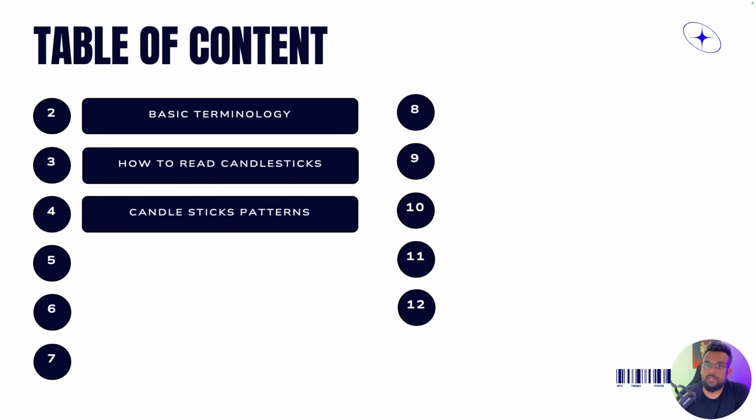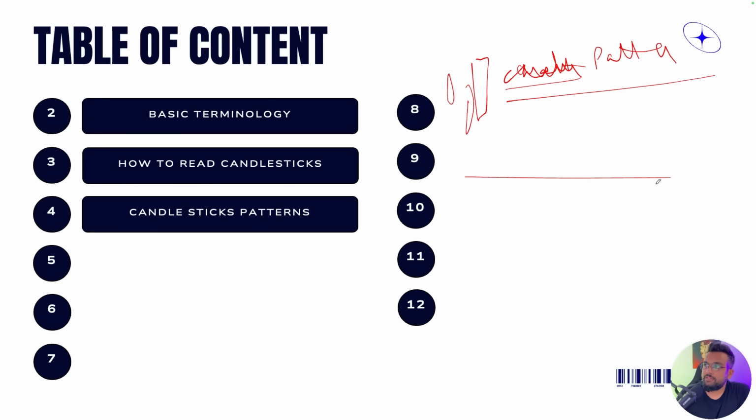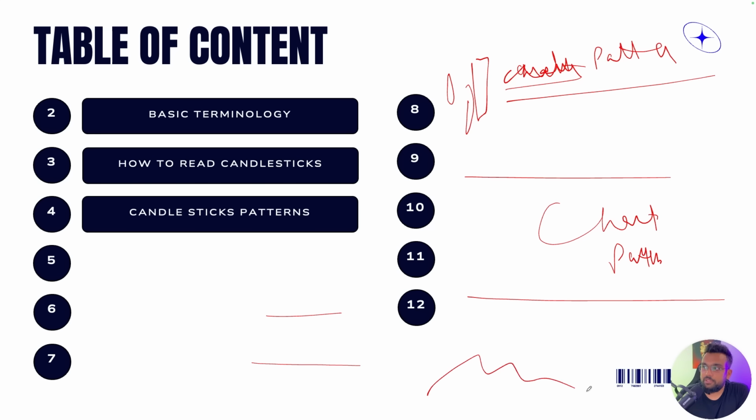Chart patterns are usually, so this is kind of how the game works, right? First come the candles. A few candles make candle patterns. A few of the candle patterns make chart patterns. A few of the chart patterns make support and resistance. A few of the support and resistance make pretty much the trend. And that's pretty much how the game works.